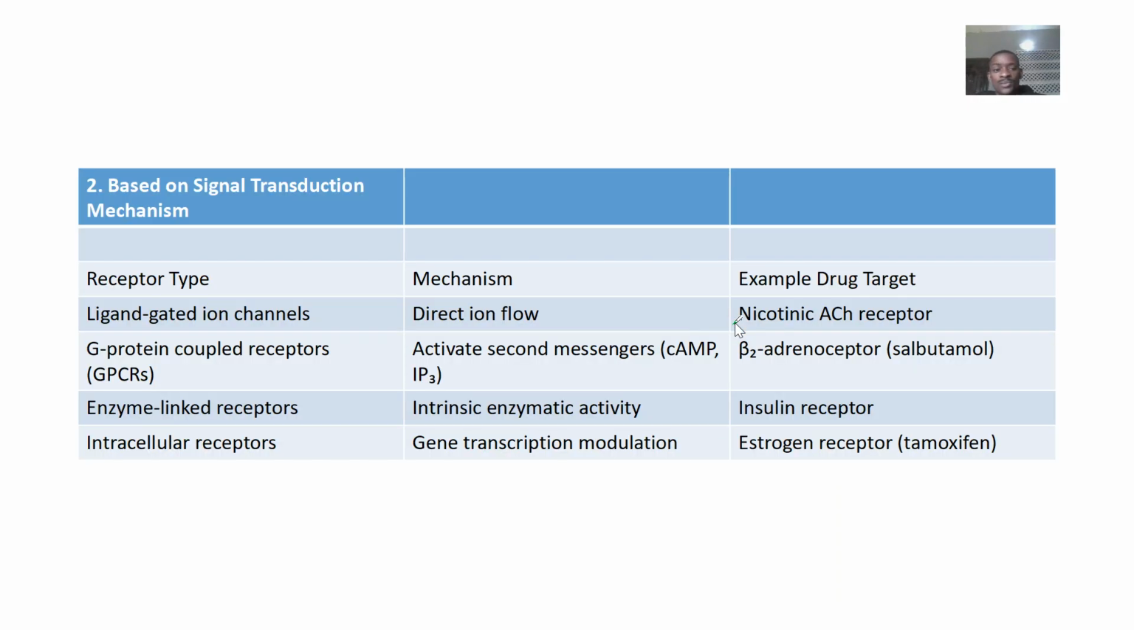Okay. So based on signal transduction, we have the ligand-gated ion channels, direct ion flow. We have the G-protein-coupled receptors. We have the enzyme-linked receptors. We have the intracellular receptors. You don't have to worry about all of this. Each of them will still be broken down. We are now looking fully into the syllabus.